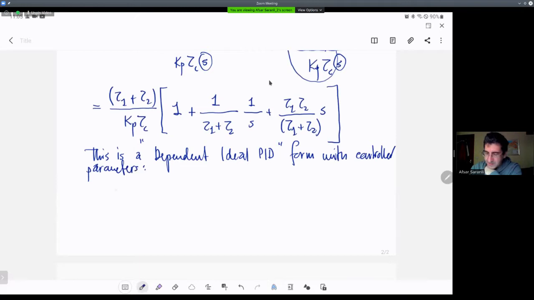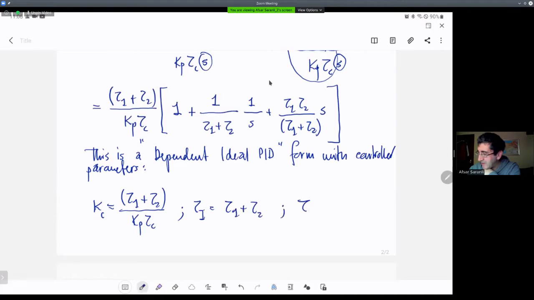Again, let's identify the parameters. We have Kc, the controller gain, which is equal to tau 1 plus tau 2 over Kp tau c. We have tau I, which is equal to tau 1 plus tau 2. And also we have tau d, which is equal to tau 1 tau 2 over tau 1 plus tau 2. Okay? Remember that because the integral time constant is defined in the numerator, it is equal to this part of that term. Okay, so that's our controller.